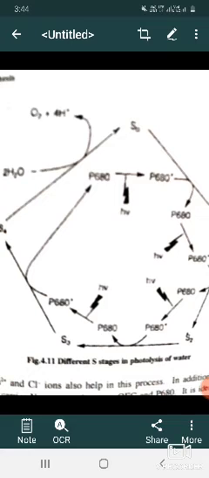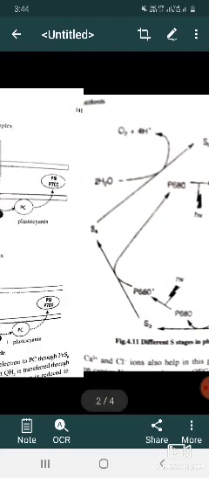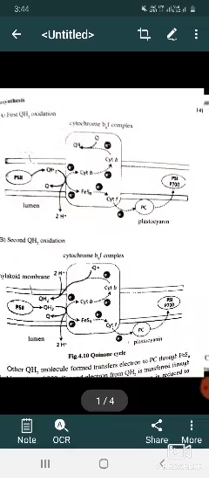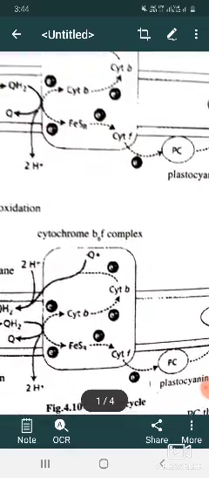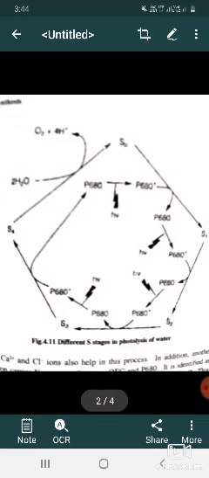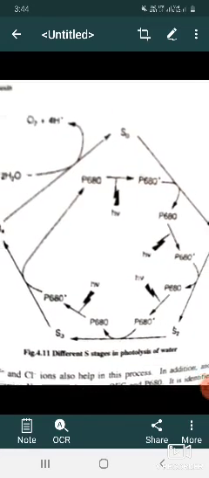Electrons are transported. This is the quinone cycle. This is the photolysis of water.